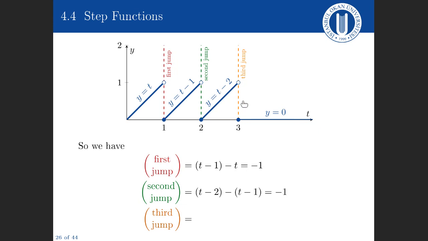What's happening at the third jump? Also we're going down, but it's not the same type of function. The function is not sloping up like this, so the third jump is not minus 1. It's going to be more complex. Let's calculate it. On the right, we have 0. On the left, we have t minus 2. So we do 0 minus (t minus 2), or 2 minus t.